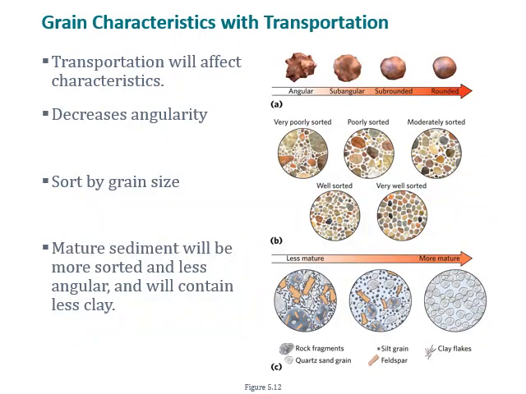As transportation occurs, these characteristics of the sediments change. So angularity decreases and sorting increases the further you get from the source of the material that was weathered and eroded, and the longer time you have been away from the event of weathering. This happens mostly by fluvial means or rivers, but can also happen through aeolian or wind. Mature sediment is more sorted and less angular and contains less clay.